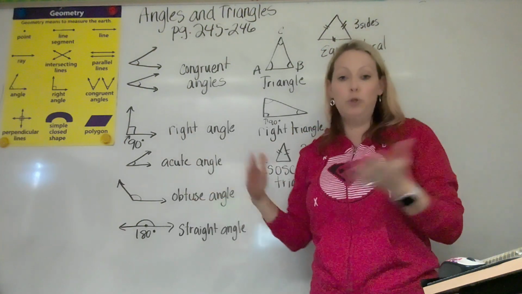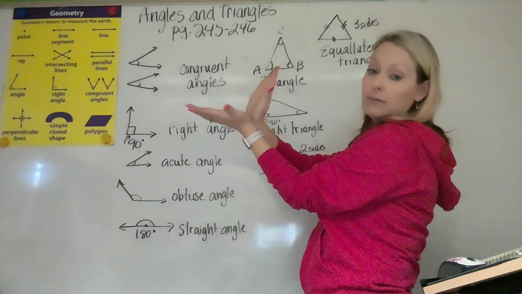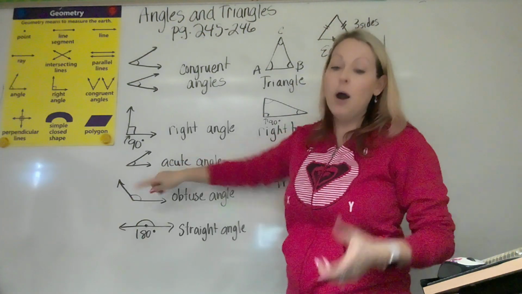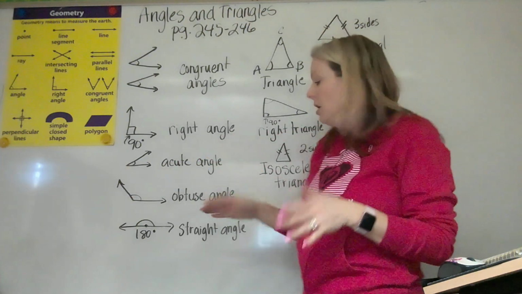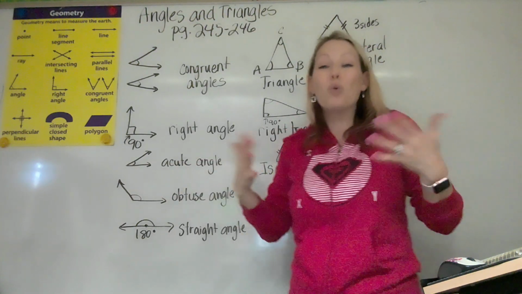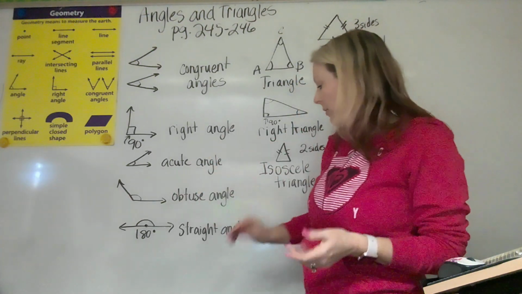Then we have our obtuse angle. Obtuse means it's bigger, it's wider. It's got a bigger, wider angle, and you can see that right here. Obtuse for bigger. You'll know that this angle is always going to be greater than 90 degrees. Obtuse means greater, bigger.